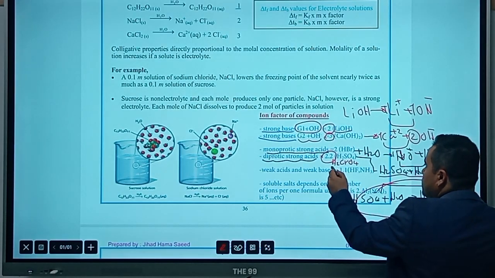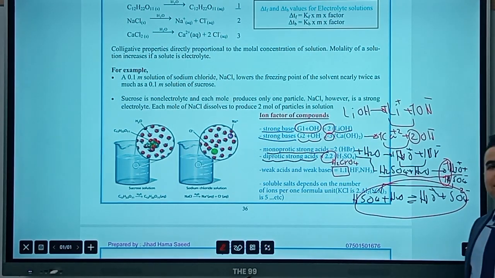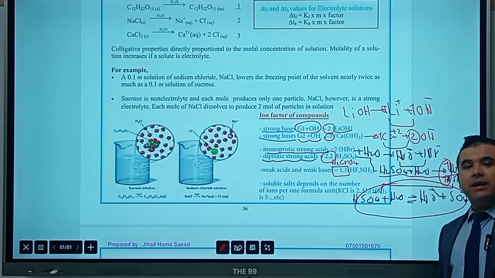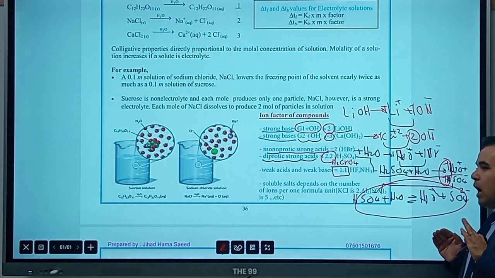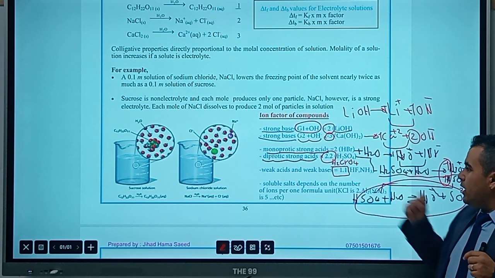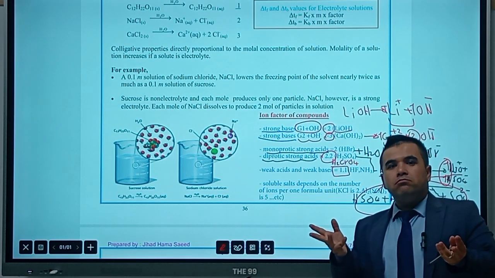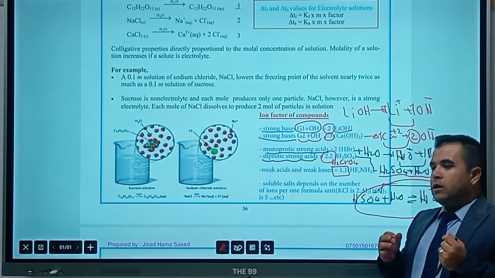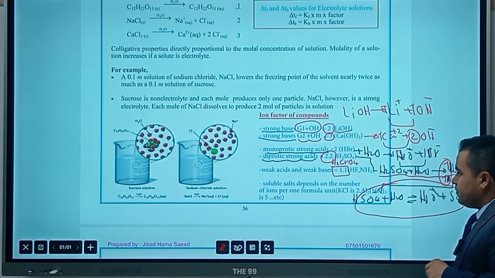So we have taken 1.1 as the ion factor for the weak acids and weak bases. Because they are partially ionizable, we cannot count the number of ions as their ion factor. Instead, 1.1. It's not 1 because they produce some ions, whereas the non-electrolytes have an ion factor of 1. And it's also not a lot because they are only partially ionized.